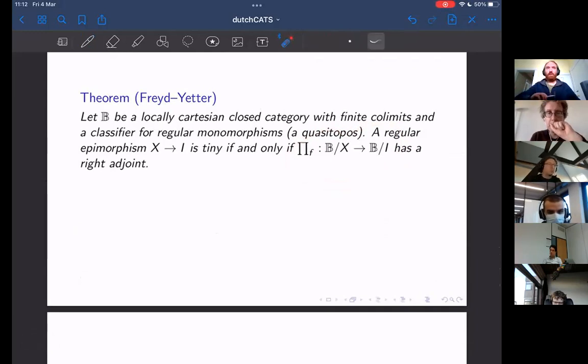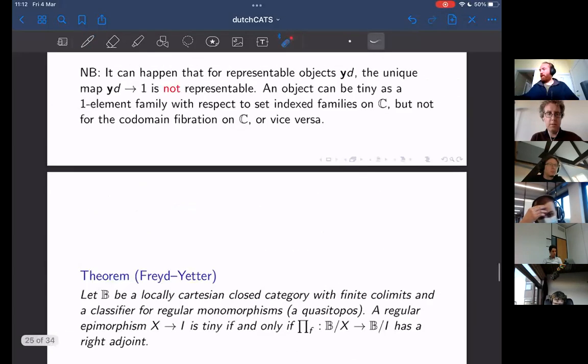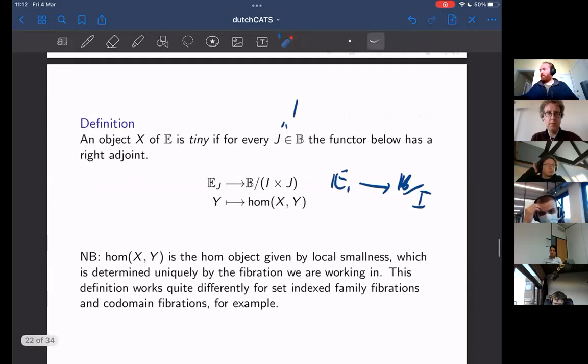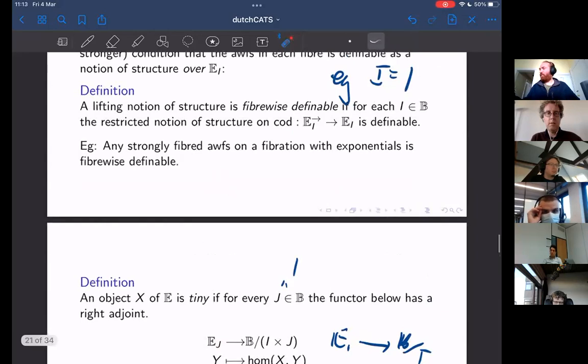No, I'm getting confused now. Yeah, this is tininess. But is this the same as fiberwise definability? Sorry, I was asking about fiberwise definability, but is it? Okay. So for fiberwise definability, you need this for every J. And it turns out that instead of fiberwise definability, you could just look at I equals 1.